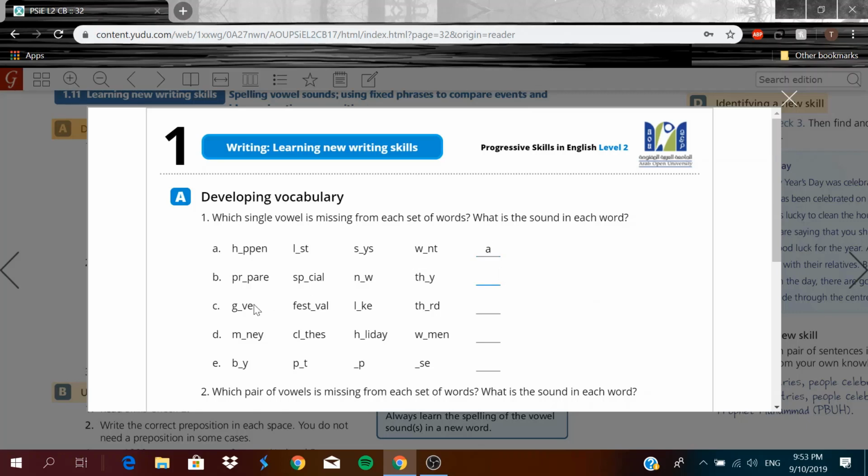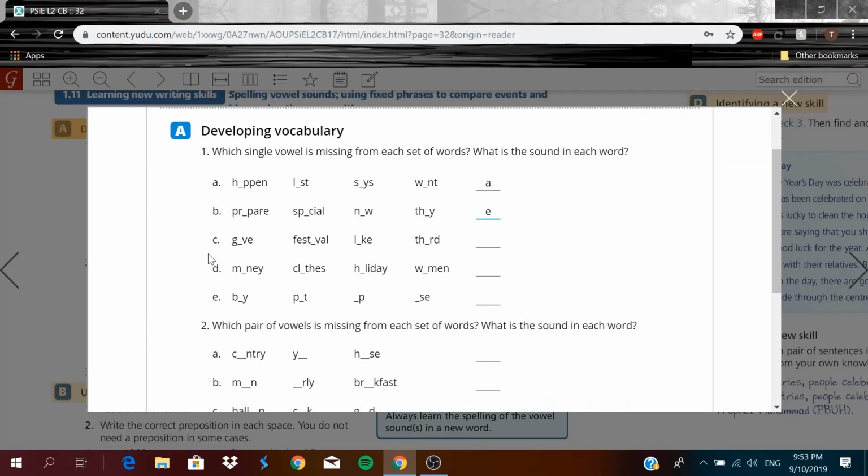Okay? Then we have list B. What is it going to be? We have E, right? So prepare, special, new, they. See the difference in my intonation as well? Now let's go to C. What is it going to be? That's correct. It's going to be I. So give, festival, like. You see the difference between give and like? Sounds nothing alike, right? So give, like, third, and festival.